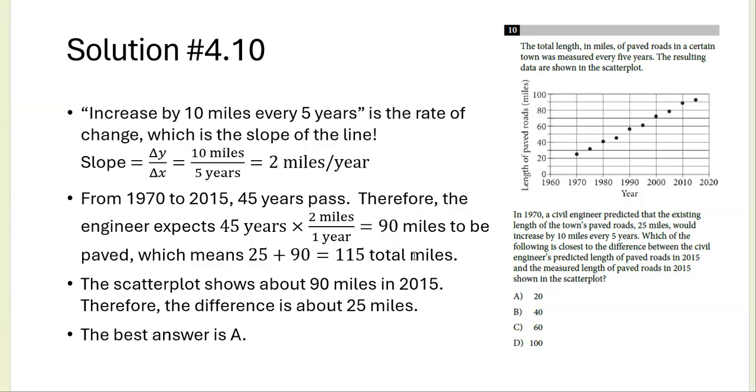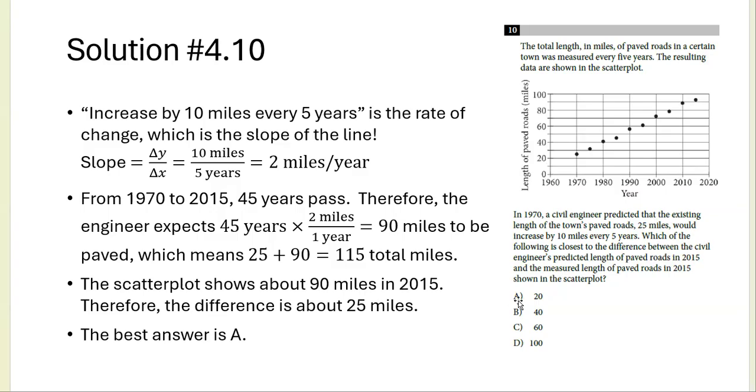paved road. Now let's go look at the scatter plot, because the question is asking the difference between the engineer's predicted length and what was actually measured. So the engineer predicts there's 115. Now what actually got measured? It's like 90 something, right? This is 2015. It's a little bit above 90. So let's just round down to 90. So about 25 miles.